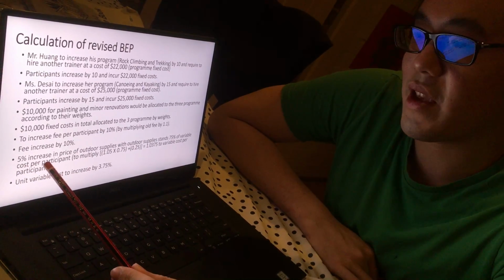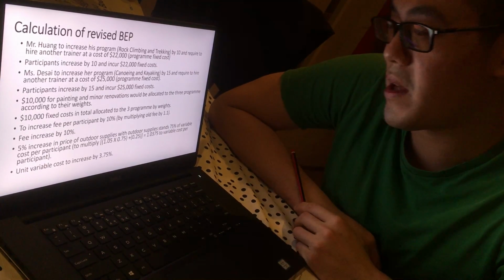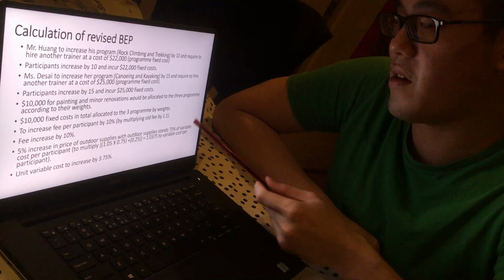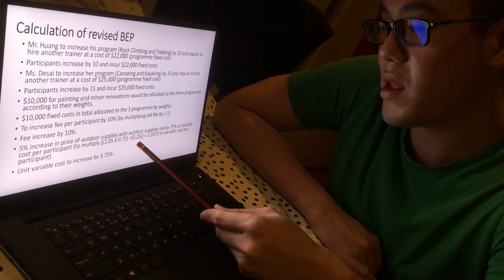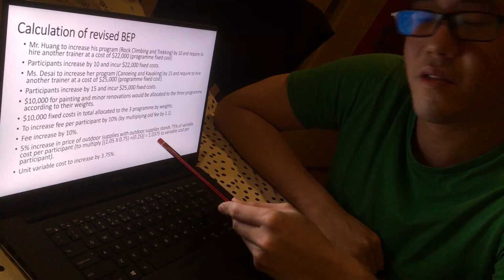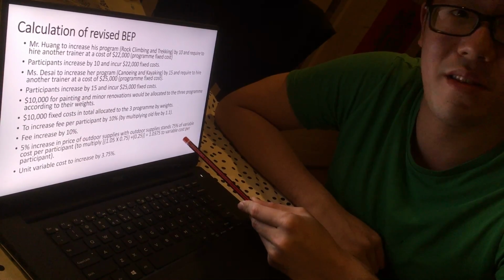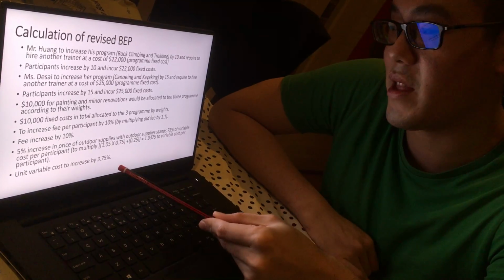There's also a 5% increase in the price of outdoor supplies, and because outdoor supplies only take up 75% of the variable cost per participant, we use this formula here and calculate a new multiplier to calculate the new variable cost per participant. So the unit variable cost has increased by 3.75%.